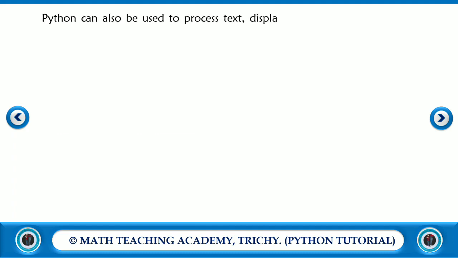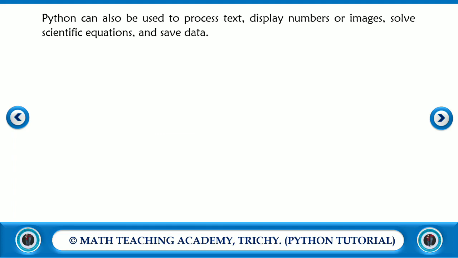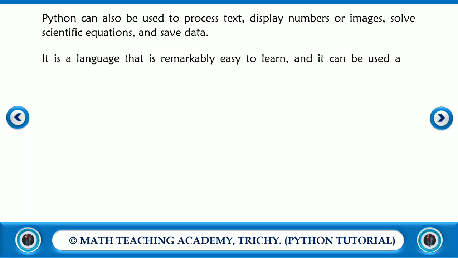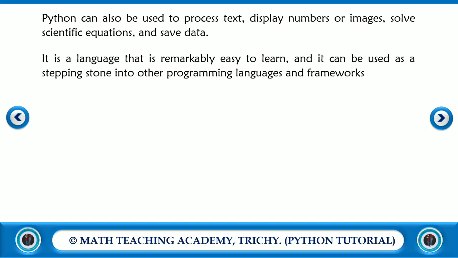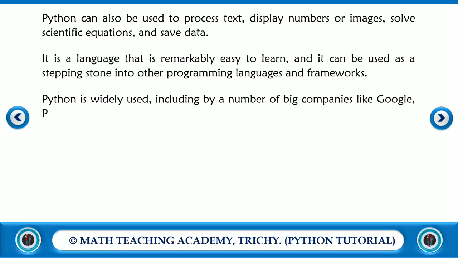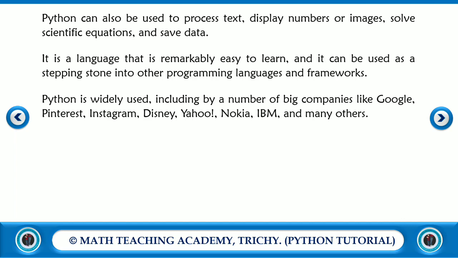Python can also be used to process text, display numbers or images, solve scientific equations, and save data. It is a language that is remarkably easy to learn, and it can be used as a stepping stone into other programming languages and frameworks. Python is widely used, including by a number of big companies like Google, Pinterest, Instagram, Disney, Yahoo, Nokia, IBM, and many others.